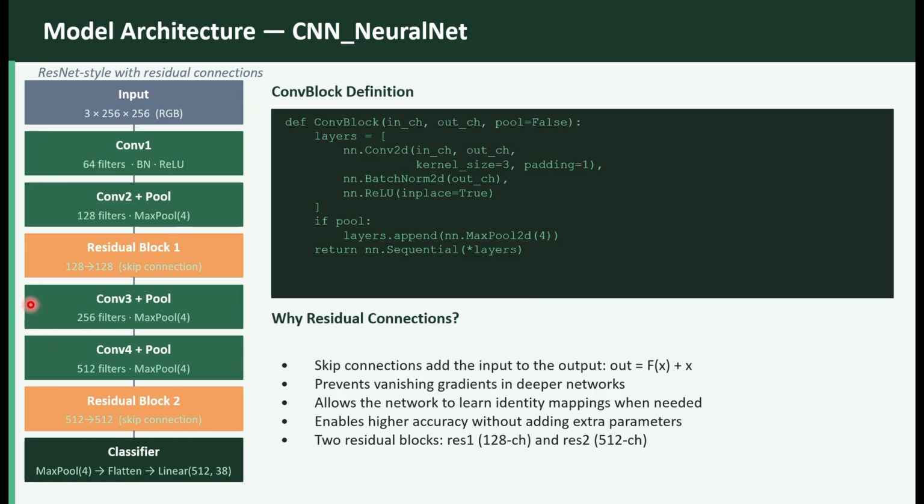These skip connections add the input directly to the block's output, which prevents vanishing gradients and lets the neural network learn identity mapping when needed. Finally, we flatten and pass through a linear layer that outputs 38 class scores. The convolution block function makes the architecture modular and clean. Just pass in the channels and whether to pool.